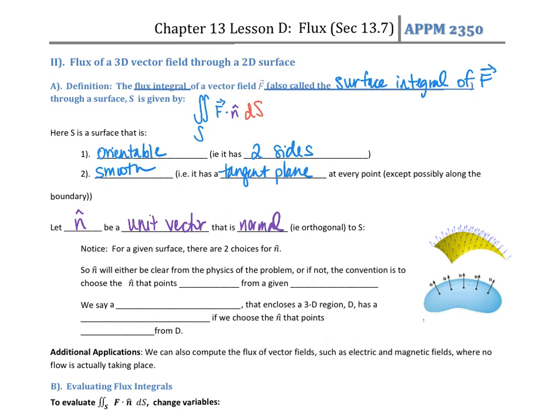So either it'll be clear from the physics of the problem, like I'll say what's the flux through the opening of this pipe, and then it's really clear that I'm asking you to make your normal vector pointing outward through the opening of the pipe. Or if it's not clear, then the convention is that it's going to point outward from a given curved surface.